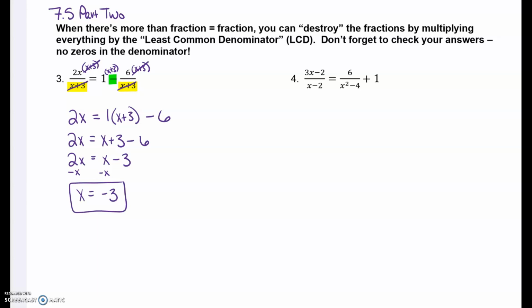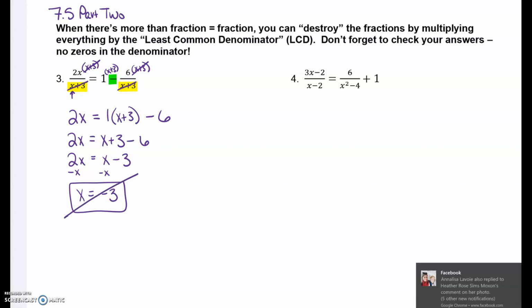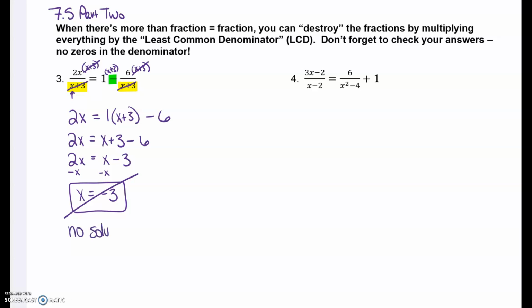Now, you do need to check your answers. You have to go back to the original problem and see if your answers would cause any of the denominators to equal 0. So if we were to put -3 in here, -3 plus 3, that's 0. So if our answer makes our denominator equal 0, that means it is an extraneous solution, so it doesn't work. And if our only answer doesn't work, then we say no solutions.